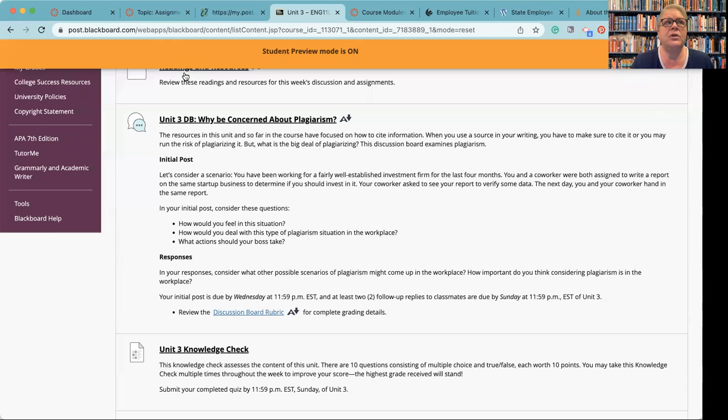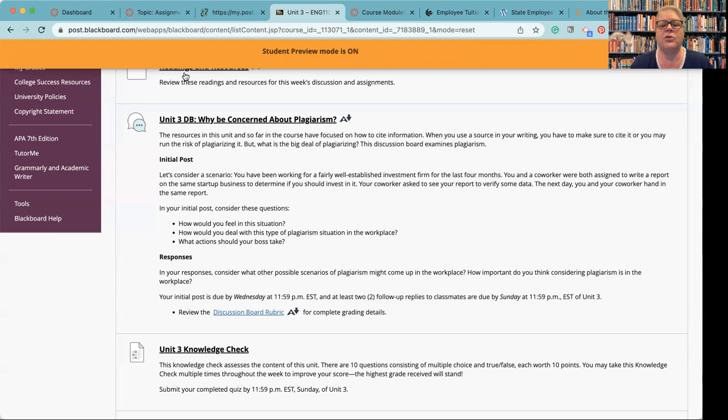The Unit 3 discussion board, which some people have already gotten started with, which is absolutely fine, is helping us think about and talk about plagiarism a little bit more. So the initial post, the one that you want to have up by Wednesday night, is where you'll write your own well-developed paragraph or two about this scenario.